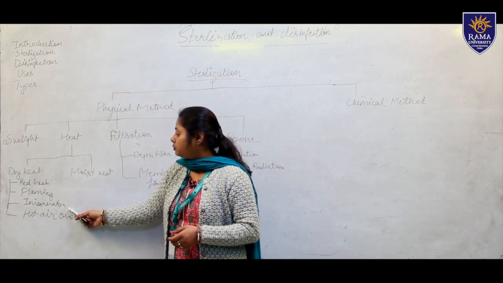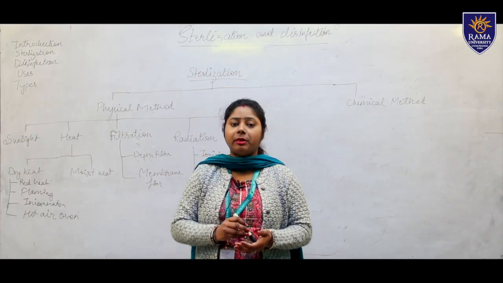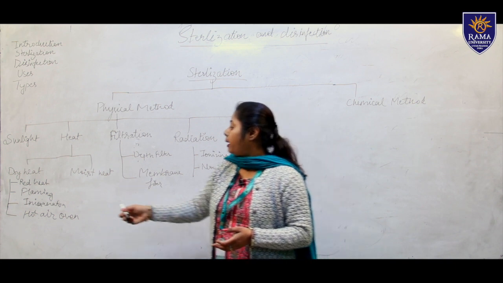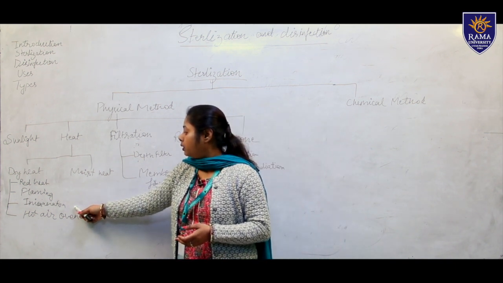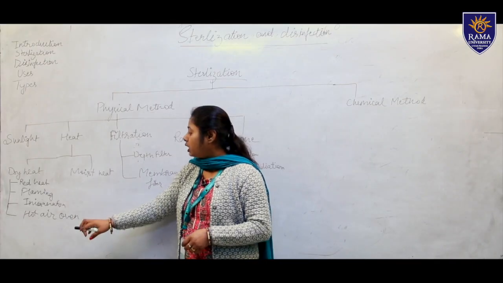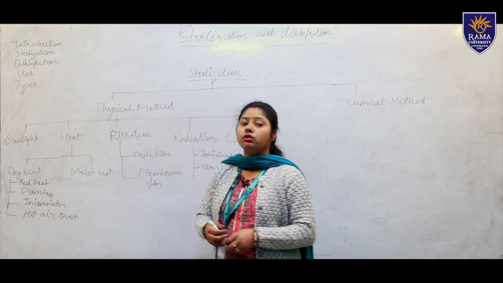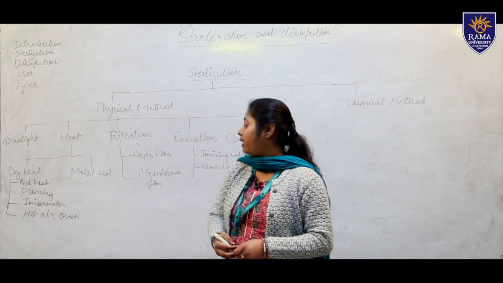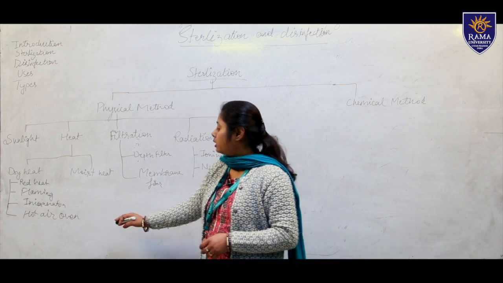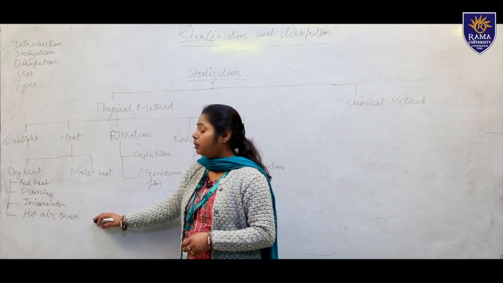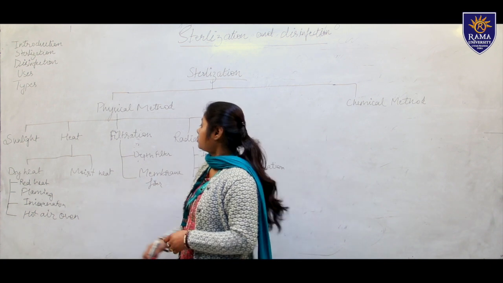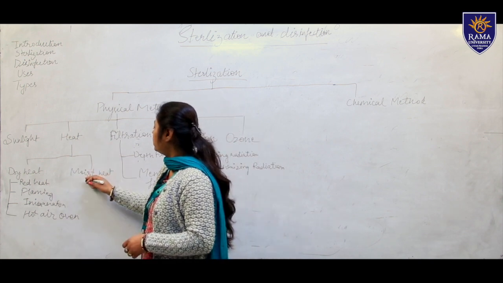In incineration, infected materials are destroyed by heating, and killed by the heat. Hot air oven is widely used in the microbiological laboratory, so that bacteria are sterilized. The temperature used in the hot air oven is 160 degrees Celsius for 2 hours. Now comes to the moist heat.